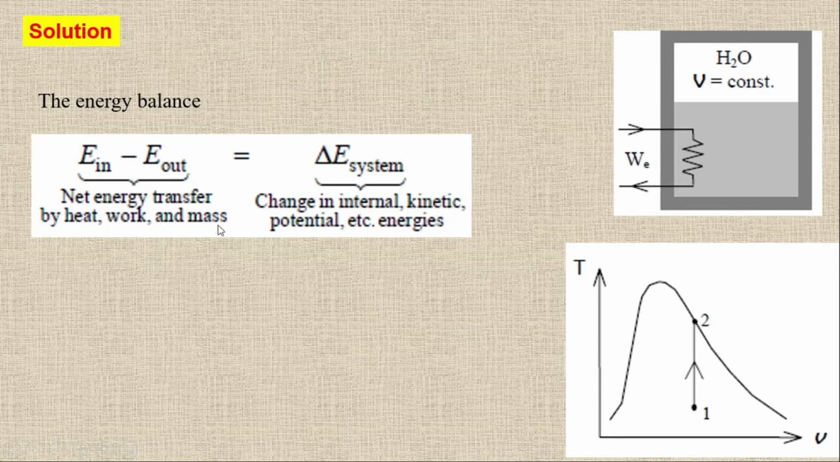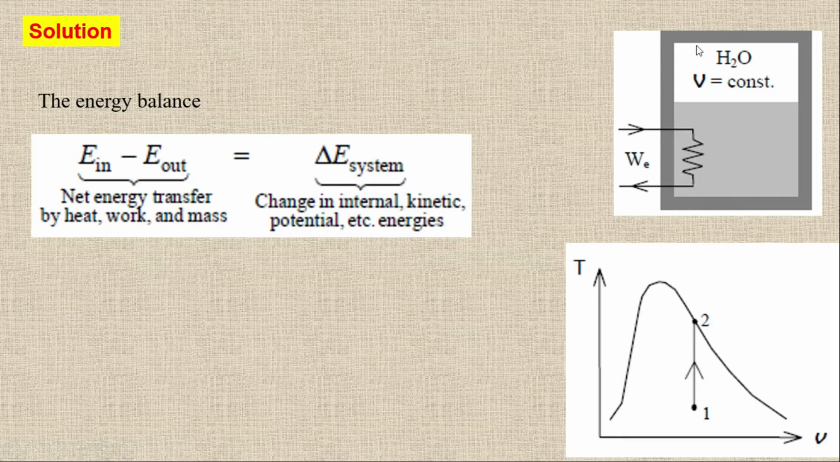For a closed system we don't have any mass, so we will have only heat and work. In all questions, in the previous question as well, I'm using the same relation, and I'm putting heat, work, and mass, and I'm neglecting the mass term because right now we are dealing with the closed system. When we solve the question for the open system, then we will include the mass terms as well.